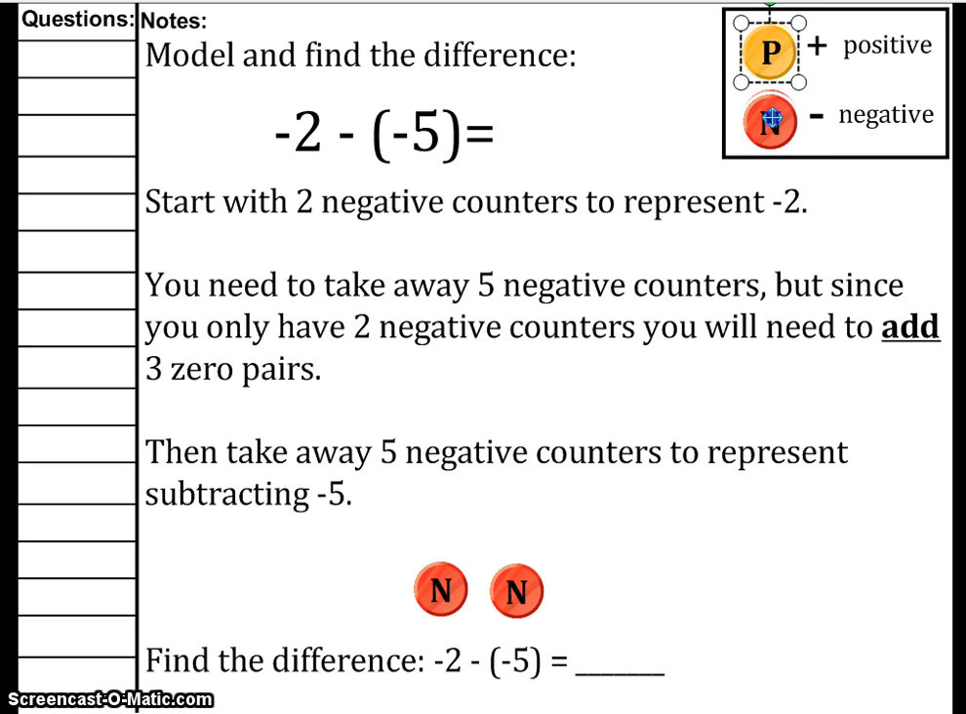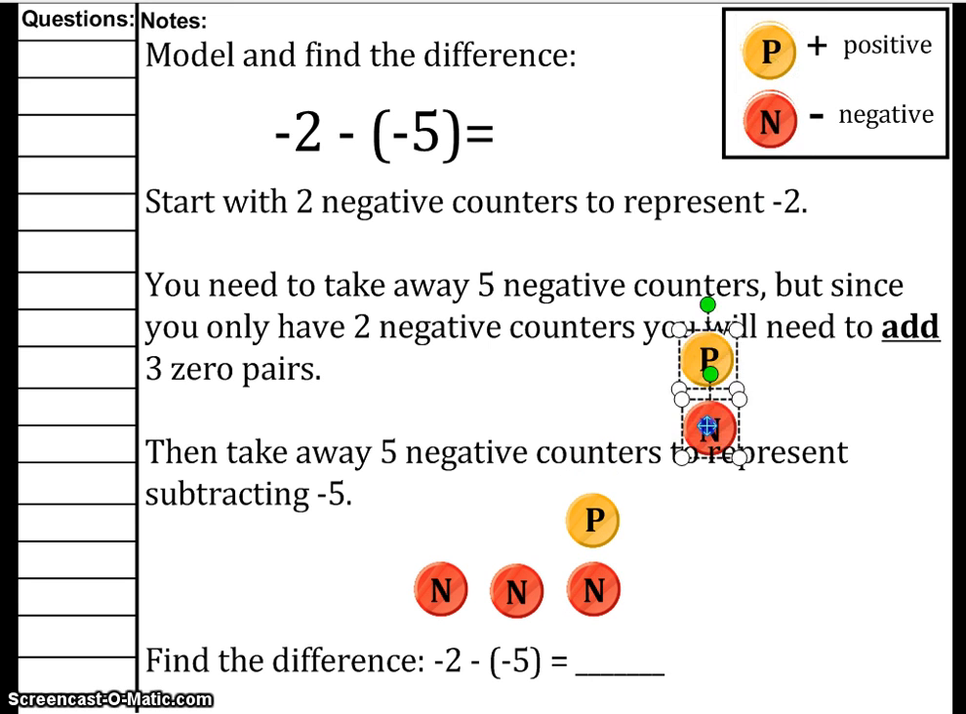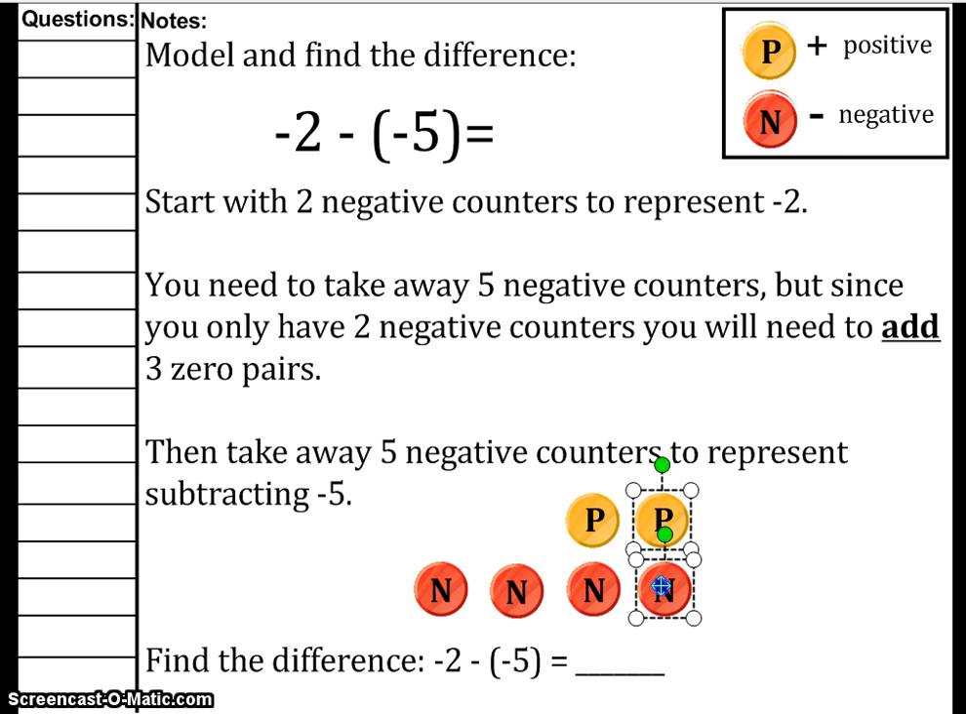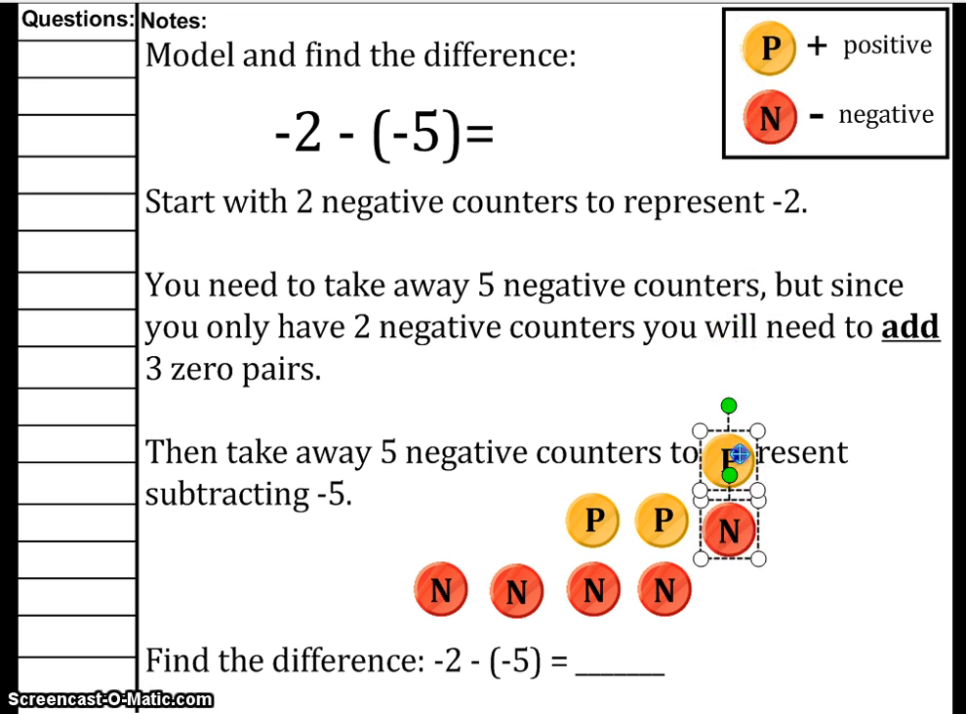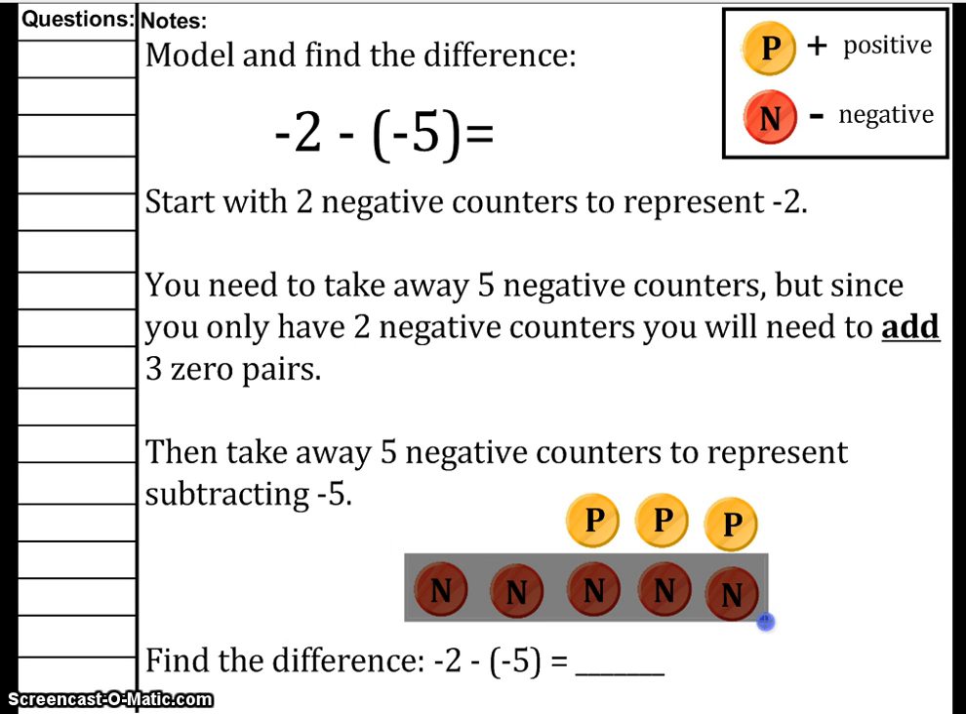So let's add our first zero pair. Let's add our second zero pair. And let's add our third zero pair. Now that we've added our 3 zero pairs, you can see that we have 5 negative chips that we can now subtract. So now we can go ahead and subtract our negative 5. So I'm going to black out those chips.